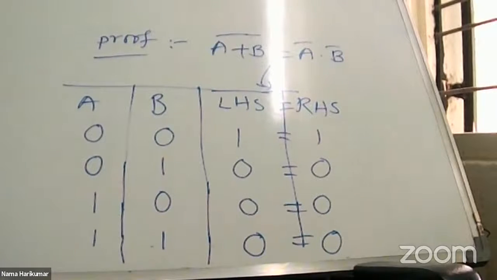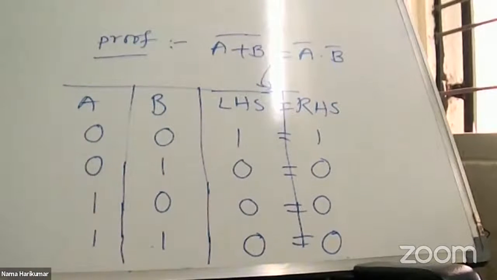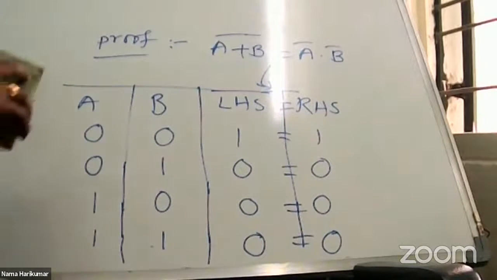Next, we go to De Morgan's theorem 2. In this theorem, first of all we have to write the theorem's definition, and after that we have to prove it. A theorem's definition is a statement in words. De Morgan's second theorem.